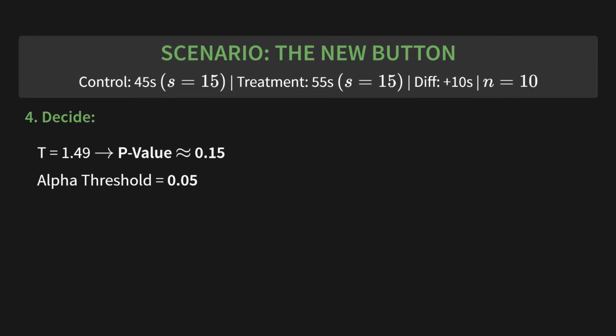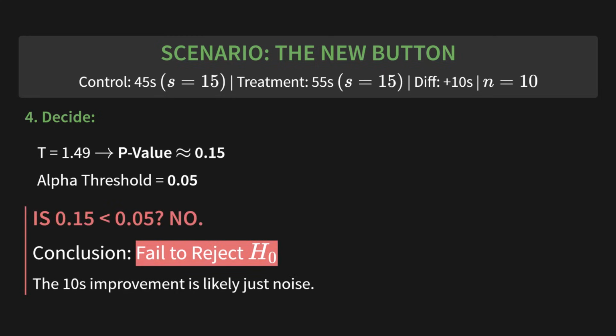Okay, this is the moment of truth. Step 4, decide. Our t-score is 1.49. When we convert that into a probability, we get a p-value of approximately 0.15. Our alpha threshold, remember, was 0.05. So, the big question, is 0.15 less than 0.05? No, it's not. What's our conclusion? We fail to reject H0. That 10-second improvement, it's likely just random noise.